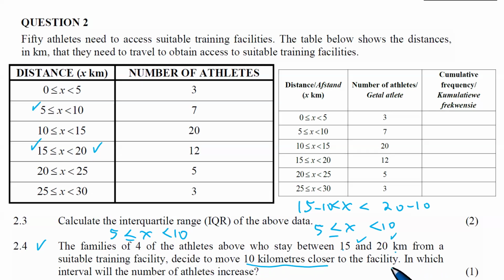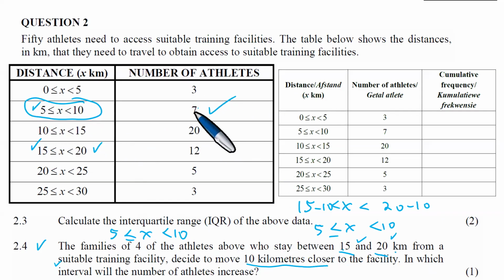Why? Because they were staying between 15 and 20, but now you minus 10 because they moved closer. It's 15 minus 10 because it's 10 kilometers closer, 20 minus 10, and then you are between 5 and what? 10. So between 5 and 10 is where it's going to increase, because they're asking in which interval the number of the athletes will increase.